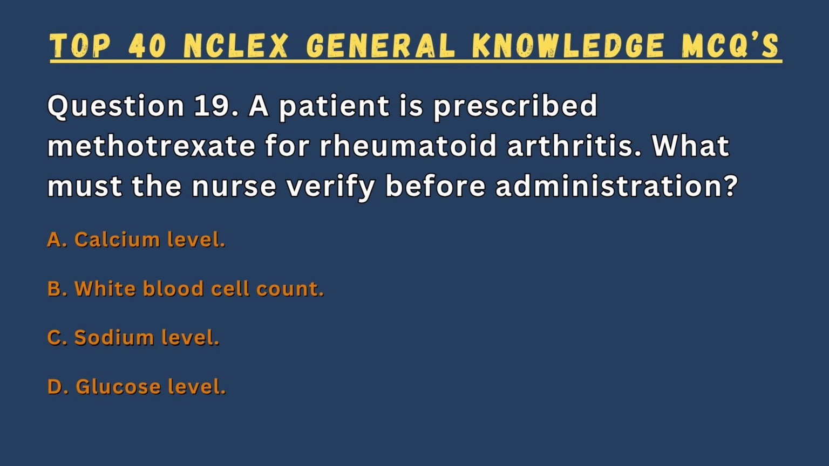Question 19. A patient is prescribed methotrexate for rheumatoid arthritis. What must the nurse verify before administration? A. Calcium level. B. White blood cell count. C. Sodium level. D. Glucose level.